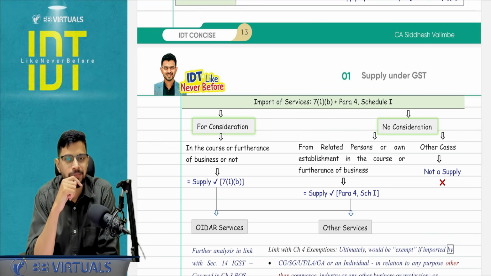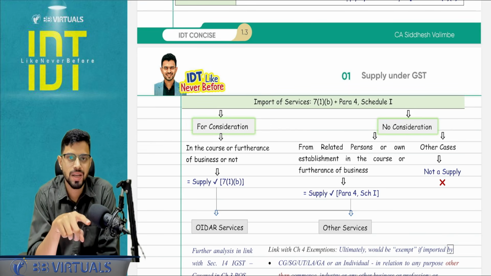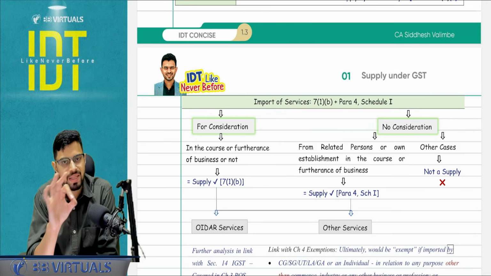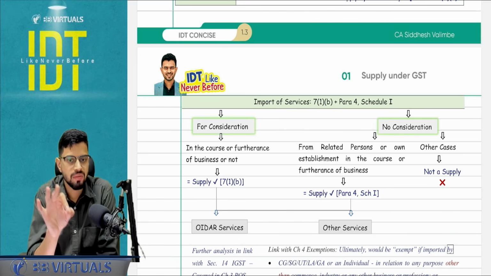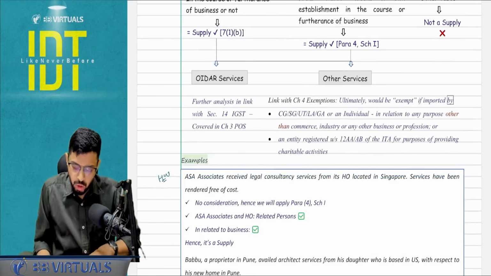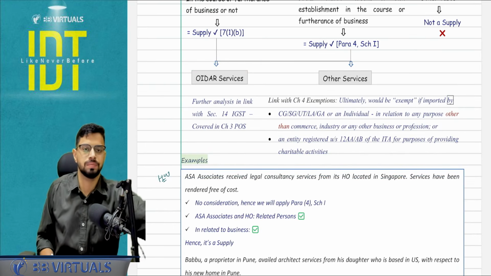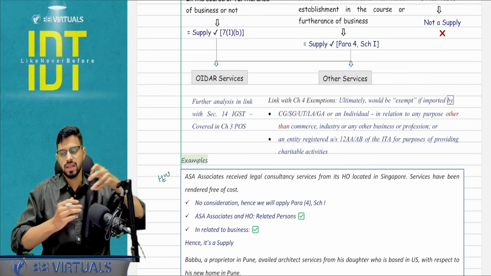Structured thinking. Then in that case, consideration is there, so you will apply section 7(1)(b). Then the business test is irrelevant, as we covered in 7(1)(b). The further part, right now you won't be able to handle this. This will help you when you revise things.